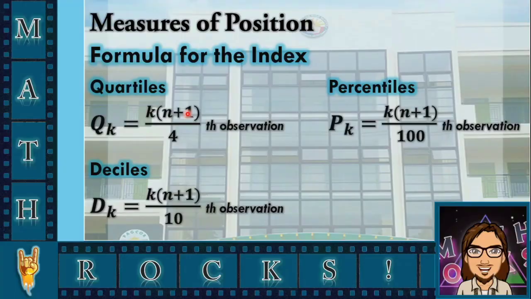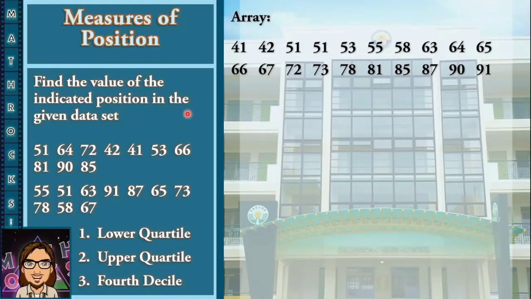And now let us have this example. Here we would like to find the value of the indicated position in the given data set or distribution. And here we have these values. As you can see, we only have the raw scores and they are not arranged yet. But obviously, I have already prepared an array for these values. This only gives you an idea that sometimes your given data is not yet arranged in a certain order. So you have to come up with an array first before doing anything.